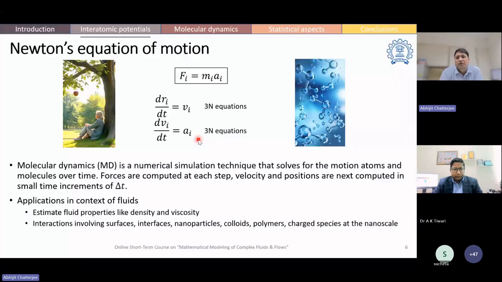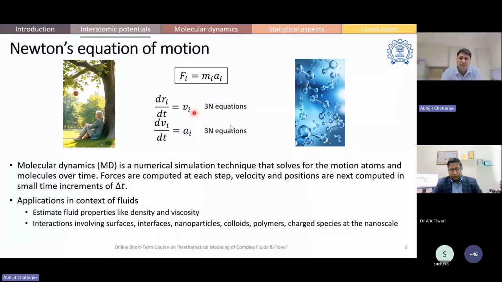And according to Newton's equation, the force acting on a particle i is equal to the mass of the particle times the acceleration of the particle. So we know that at the macro scales, this equation of course works, and I'm sure most of you would have applied these equations even in your 11th and 12th standard by solving for the motion of projectiles.